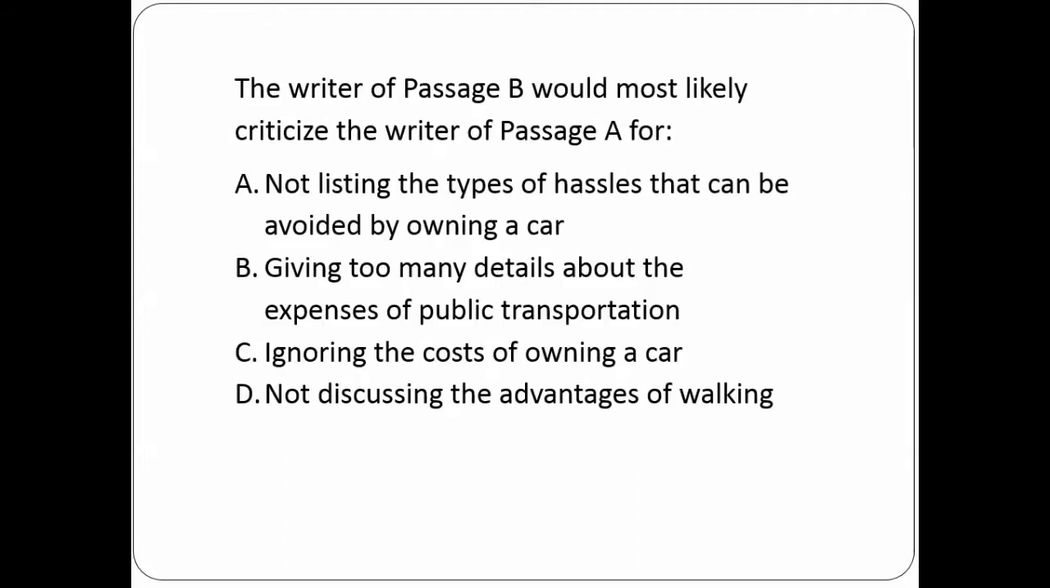The writer of passage B would most likely criticize the writer of passage A for: A, not listing the types of hassles that can be avoided by owning a car; B, giving too many details about the expenses of public transportation; C, ignoring the costs of owning a car; or D, not discussing the advantages of walking. Stop the video here and restart when you think you know the answer. Rewind the video and reread passages A and B if necessary.